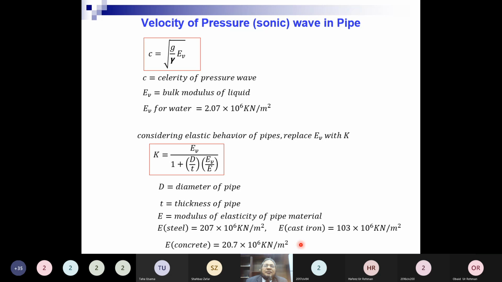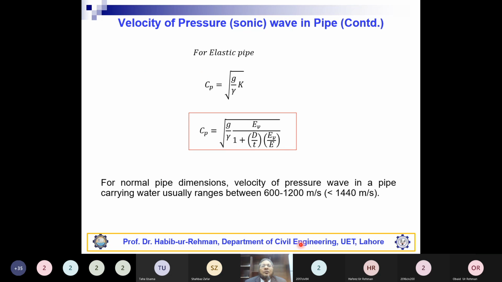Okay, shall we move to the next slide? Yes, sir. Right. Now for CP for elastic pipe materials, we are saying that it is square root of G over gamma, and instead of EV, it is K. Or if you put in the values, G over gamma, EV over 1 plus D over T times EV over E, this would be the value for CP. The value of CP, which is the velocity of the pressure wave that travels, may range from 600 to 1200 meters per second. But in all cases, it should be less than 1440 meters per second, the velocity of sonic waves.